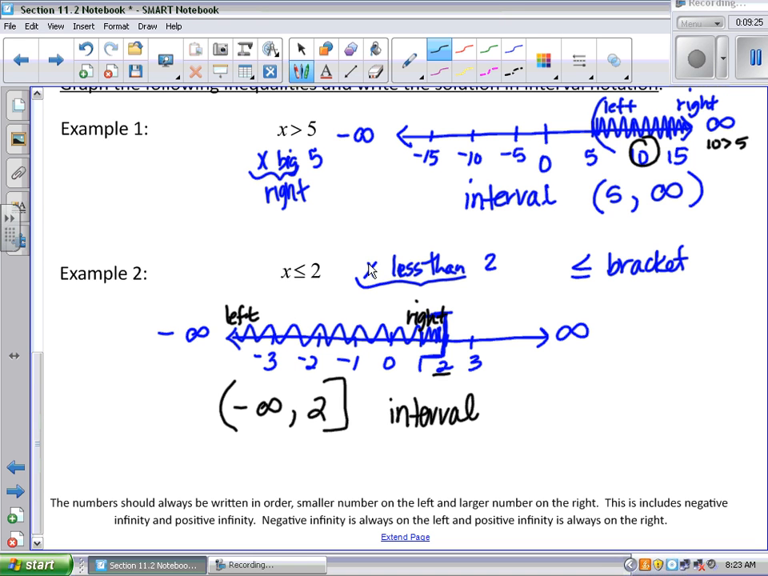Now, I'm going to warn you, oftentimes in the online homework and in the textbook, they'll ask for the interval first and then the graph. I like to do the graph first because you're more likely to get your interval in the correct order if you do the graph first. And just as a reminder, here at the bottom of the page in your workbook, you've got this note that the numbers should always be written in order. Smaller numbers on the left, larger numbers on the right. So always in the same order as the number line. And this includes negative infinity and positive infinity. Negative infinity is always on the left and positive infinity is always on the right.